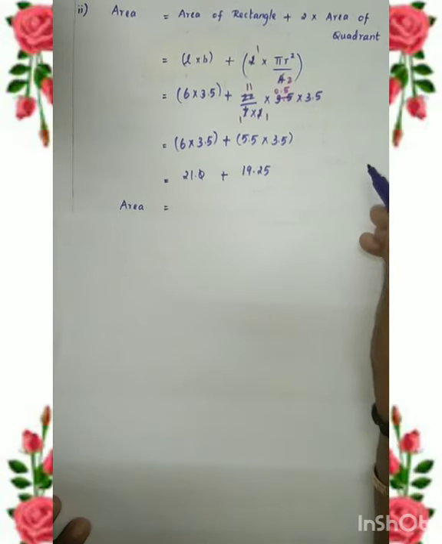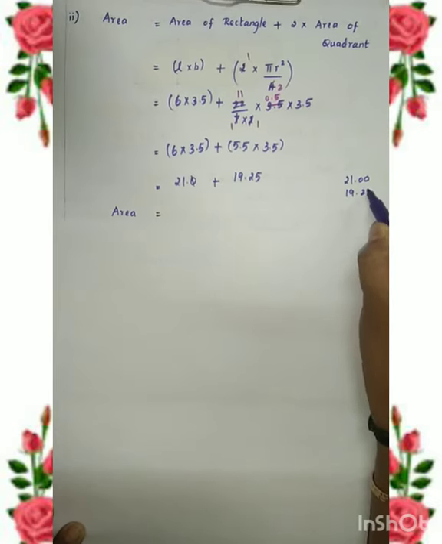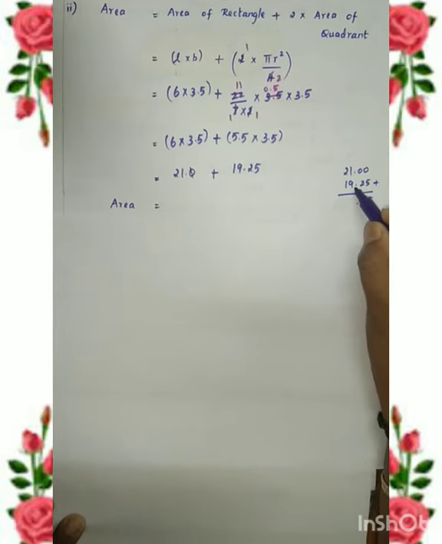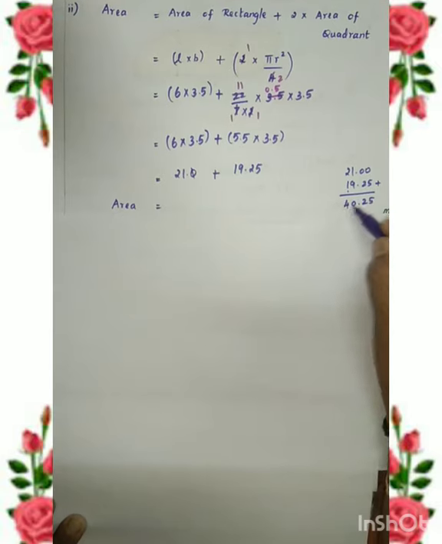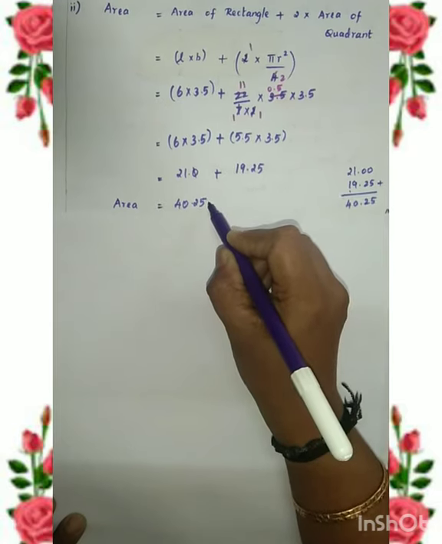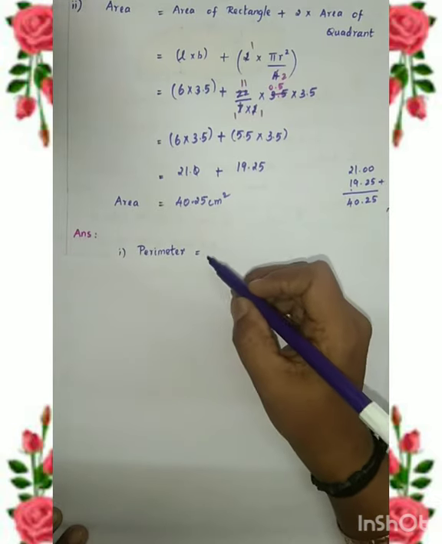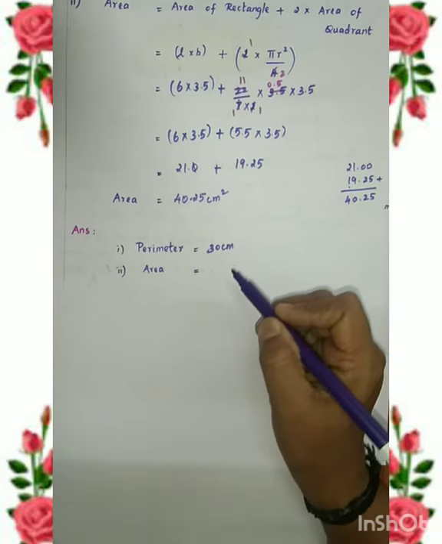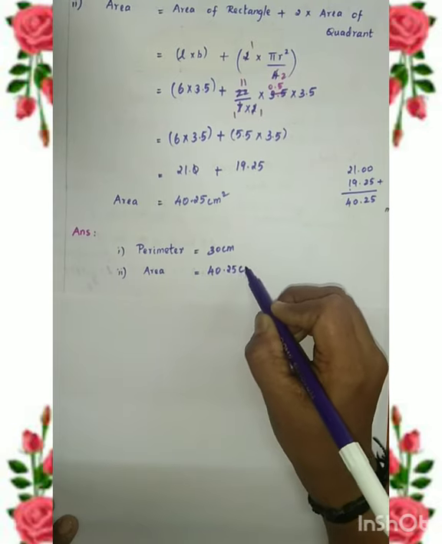When adding, we add like this, with the whole number and the decimal number aligned. So this is 25, 9 plus 1 is 10 and remainder 1, 2 plus 1 is 3, 3 plus 1 is 4. So the area of the given figure is 40.25 centimeter square. The answer: the perimeter of the given figure is 30 centimeter and the area of the combined figure is 40.25 centimeter square.